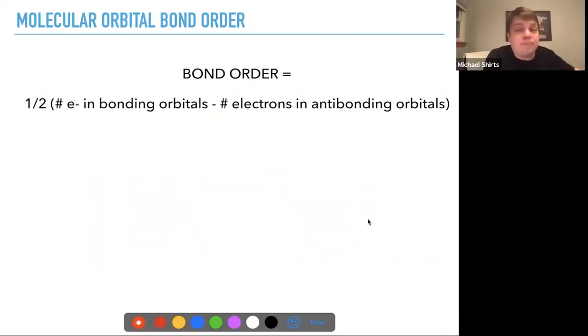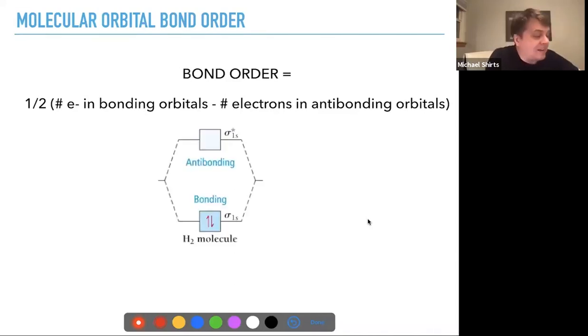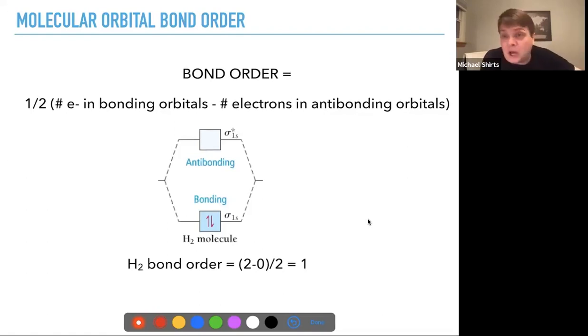So the bond order in these is 1/2 the electrons in bonding orbitals minus the number of electrons in antibonding orbitals. So in this case with hydrogen, you have 2 electrons in bonding orbitals, none in antibonding orbitals, divide by 2, bond order 1, which is what we get from Lewis structures. Any other bonding picture has to be consistent with that. If you can't say that hydrogen only has 1 bond, then you have a theory that's not very useful.